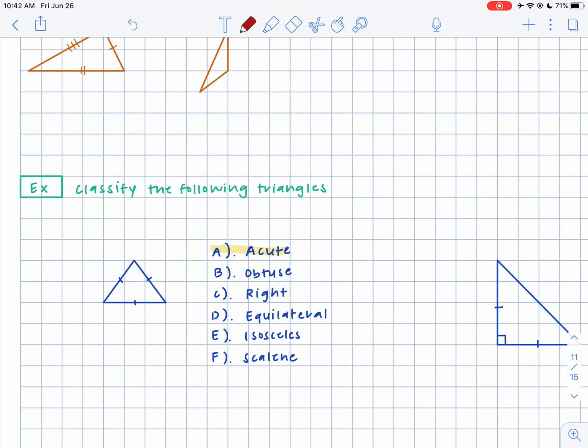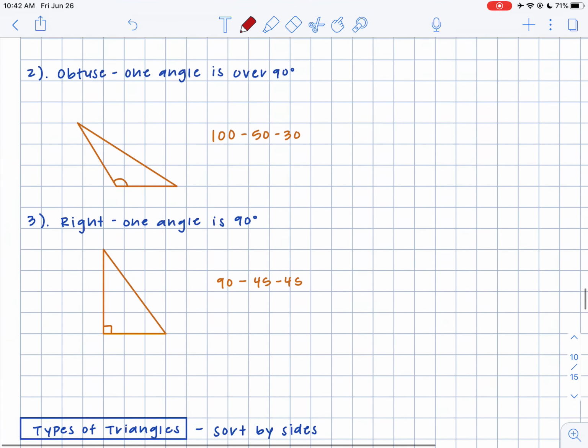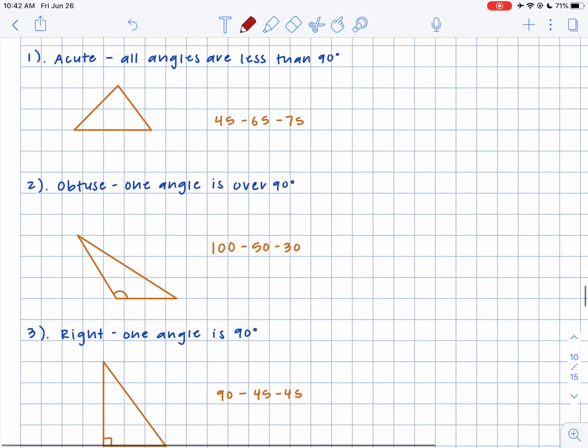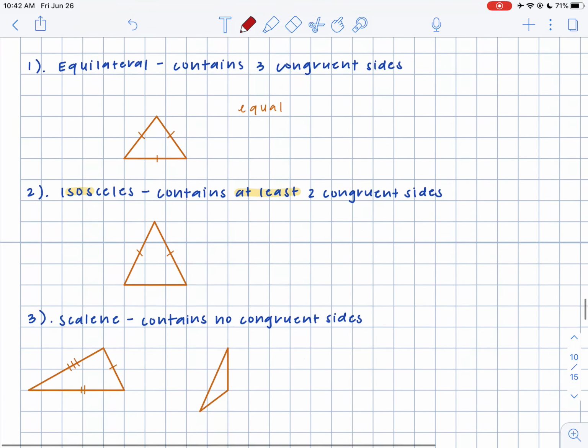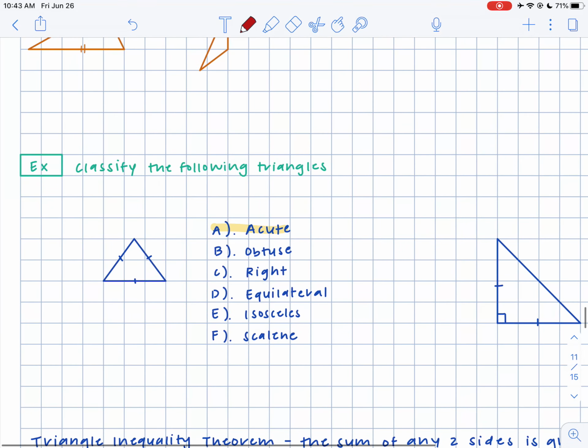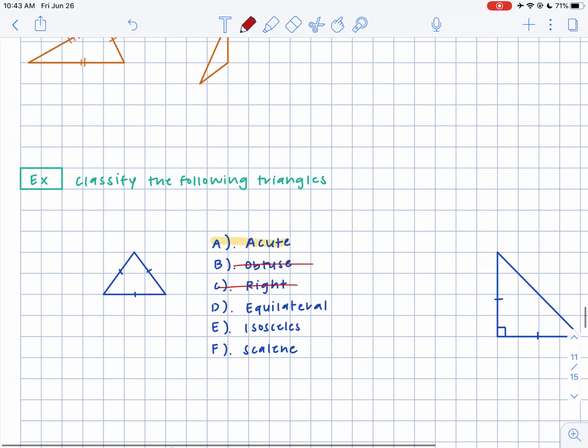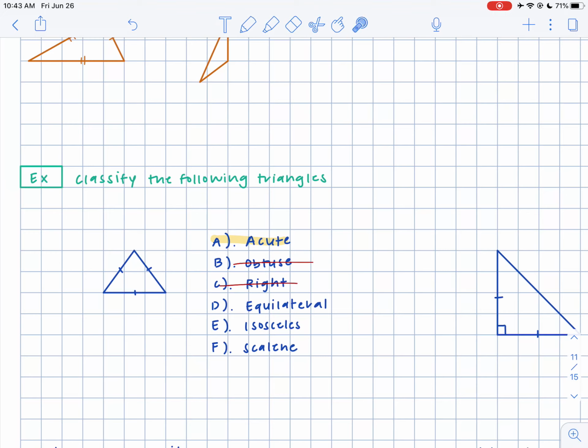Is it obtuse? Well, no. If it's acute, then it can't be obtuse or right. If we go back to these, it can only be one or the other. It can't be both of them. It can't be all three. So therefore, we can already cross out obtuse and right. Now, this is based on angles. Now we can look at it based on the sides.